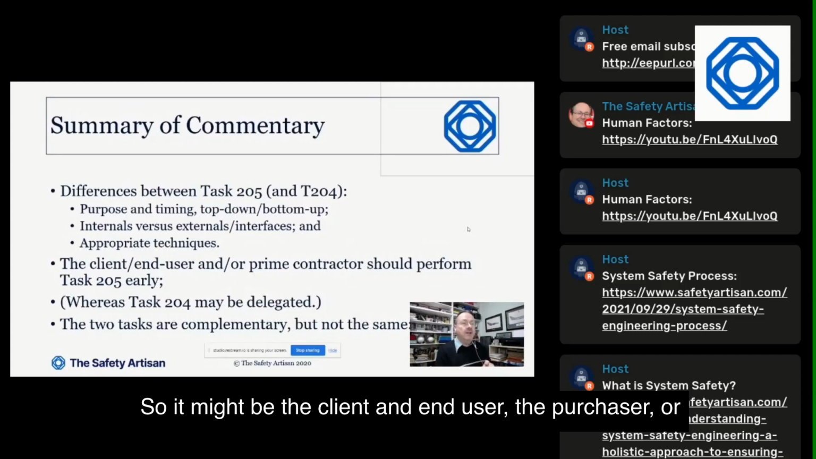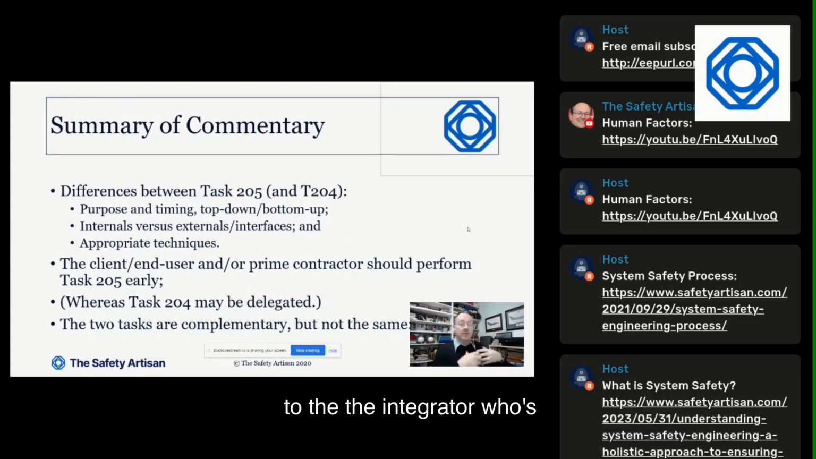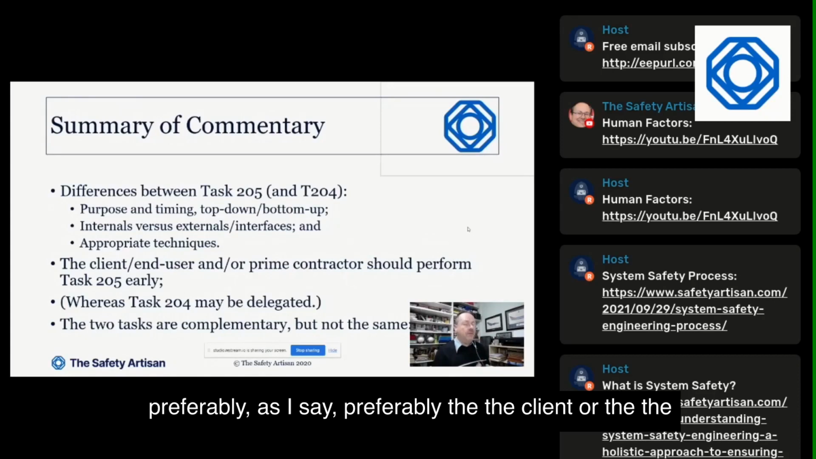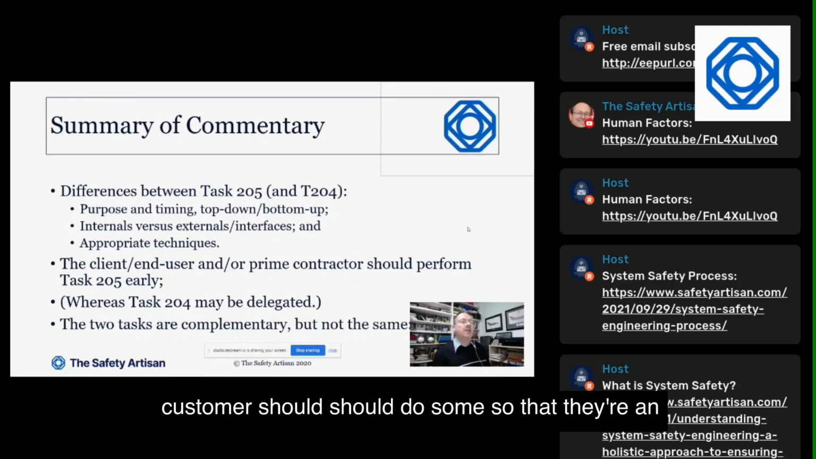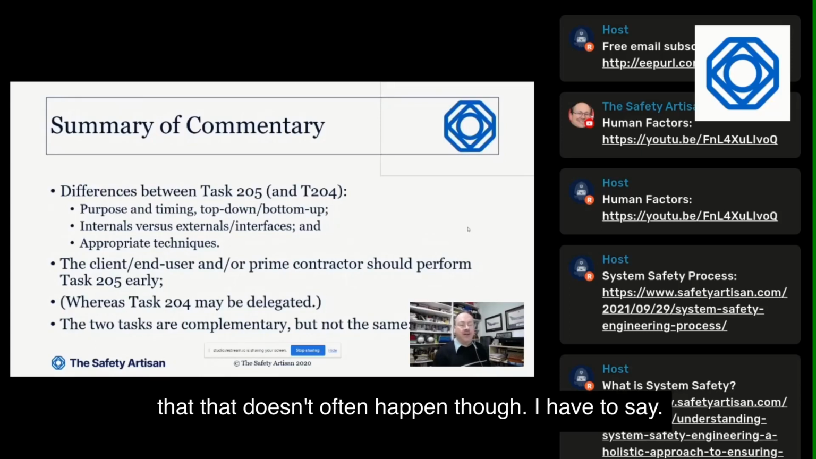It might be the client and end user, the purchaser, or they might pay a prime contractor to do that work early, up to the integrator who's going to deliver the whole thing. But somebody should do some of that work early, preferably the client or the customer, so that they're an informed customer, an intelligent customer. That doesn't often happen, though, I have to say.